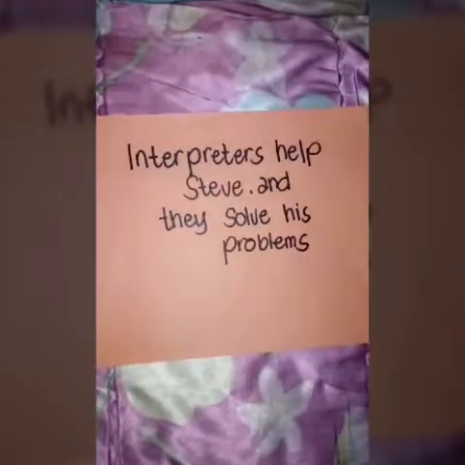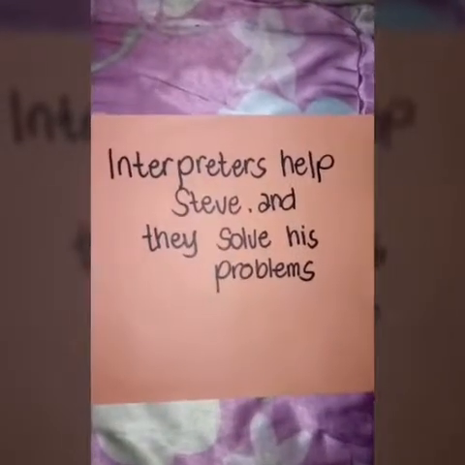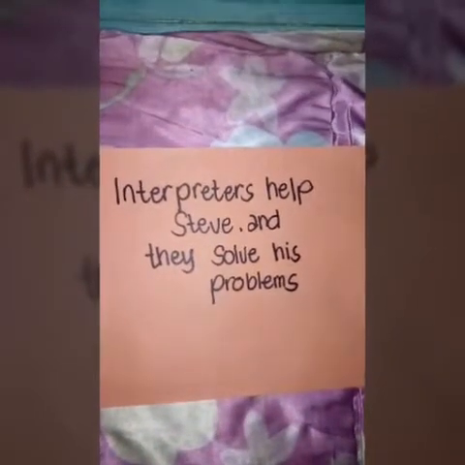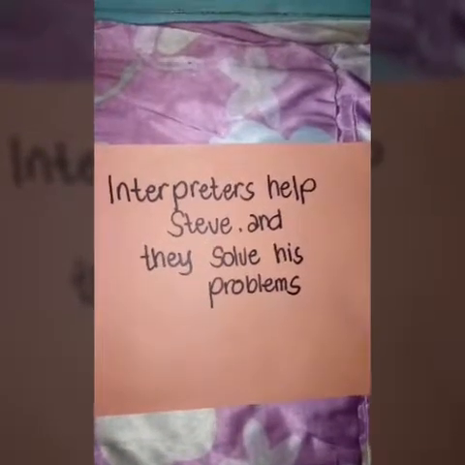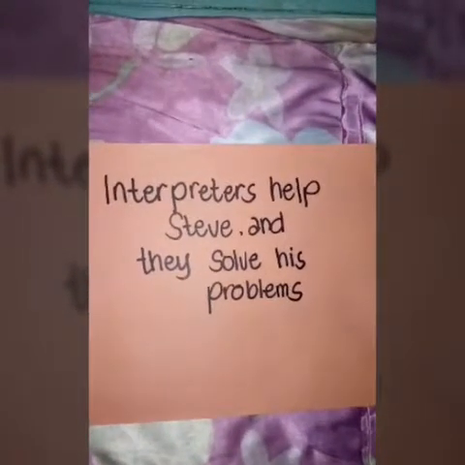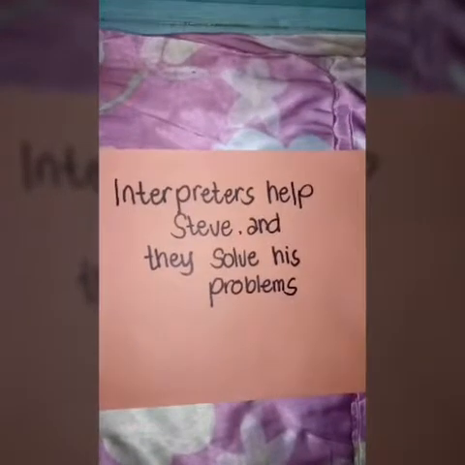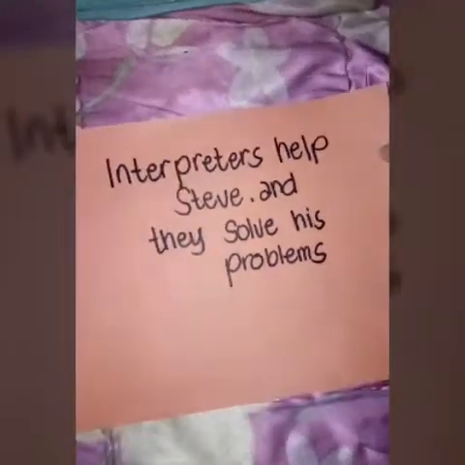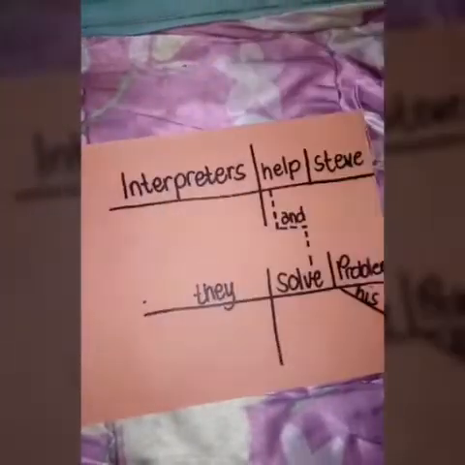Another example: Interpreters help Steve and they solve his problems. Interpreters help Steve is an independent clause. They solve his problems is another independent clause. And is the conjunction. Let us diagram this sentence.